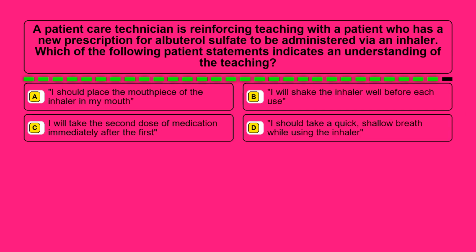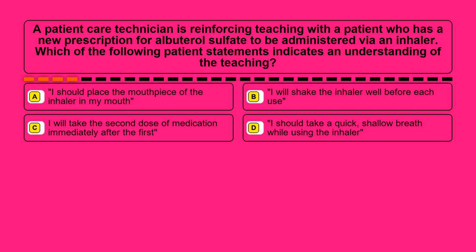Question 54. A patient care technician is reinforcing teaching with a patient who has a new prescription for albuterol sulfate to be administered via an inhaler. Which of the following patient statements indicates an understanding of the teaching? Option A. I should place the mouthpiece of the inhaler in my mouth. Option B. I will shake the inhaler well before each use. Option C. I will take the second dose of medication immediately after the first. Option D. I should take a quick, shallow breath while using the inhaler.